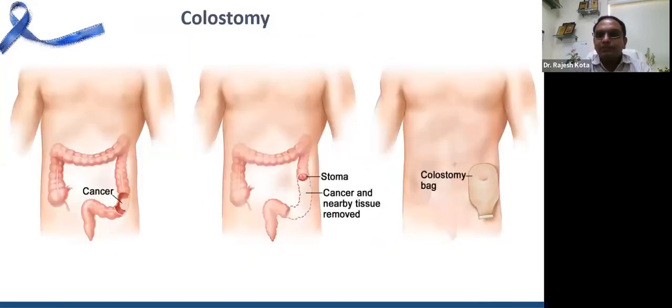Sometimes, if we can cut out the abnormal colon area and re-anastomose, meaning stitch the other two ends together, we can avoid doing a colostomy. What is a colostomy? If we cannot completely anastomose the normal ends, sometimes we try to create a newer outlet.